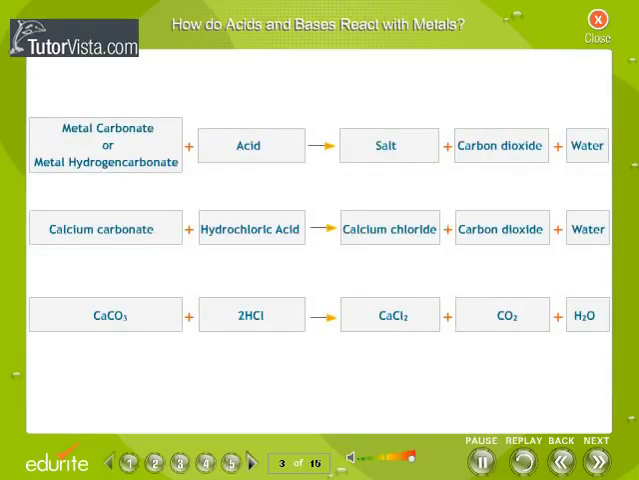Reaction of carbonates and hydrogen carbonates with acids. Limestone, chalk, and marble are different forms of calcium carbonate. All metal carbonates and hydrogen carbonates react with acids to give a corresponding salt, water, and carbon dioxide. Carbon dioxide turns lime water milky when bubbled through it.